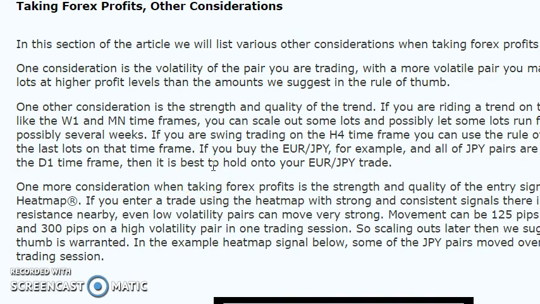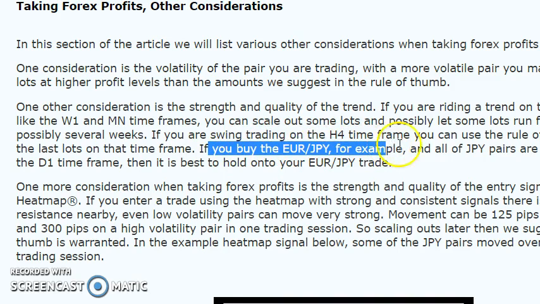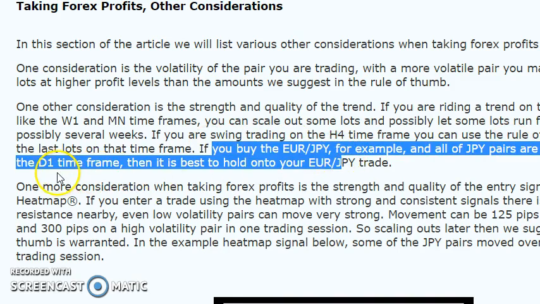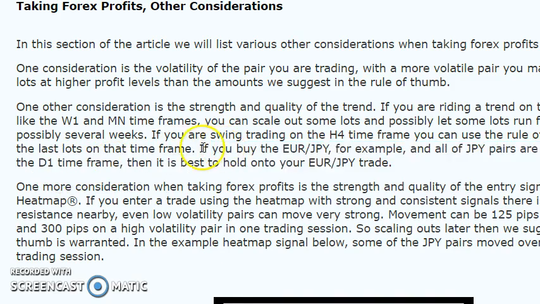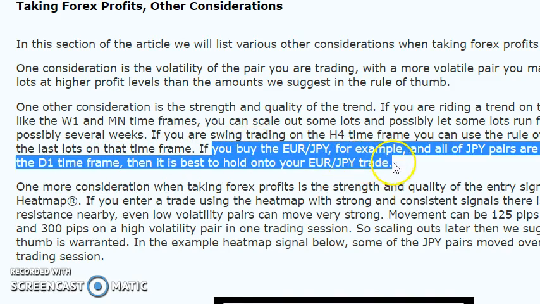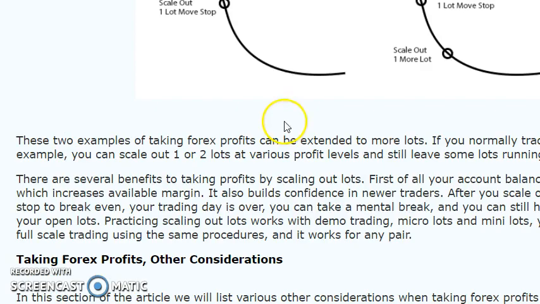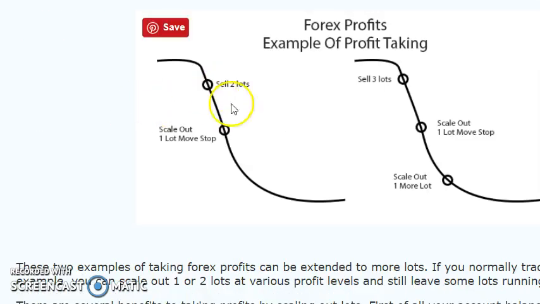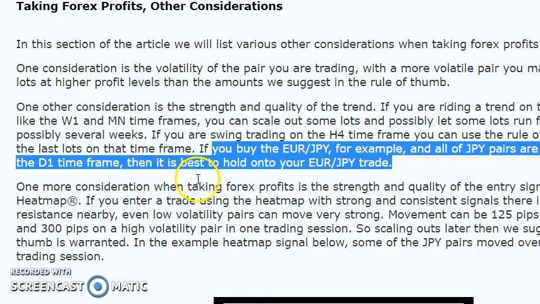If you buy a pair like the Euro Yen, for example, and all of the yen pairs are trending up on the D1 time frame, then you may want to hold on to that trade because the yen is weak and it's probably going to keep moving higher. So you have to look at the time frames to make decisions whether or not you want to hold that last lot or just close it out completely. From our example here, you're still holding on to some lots. You've scaled out some lots, but you're still holding on.